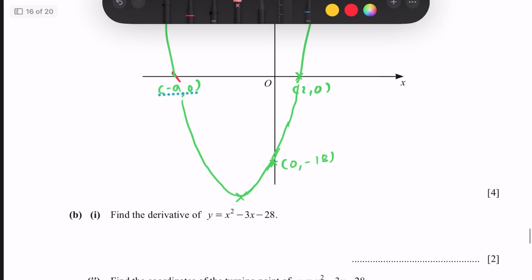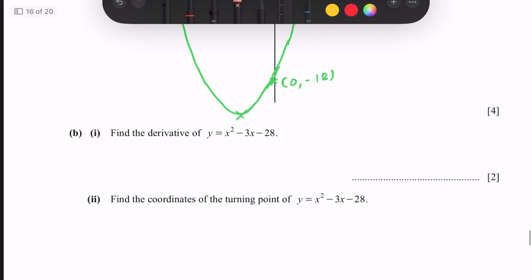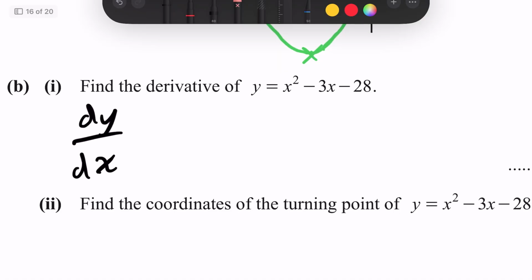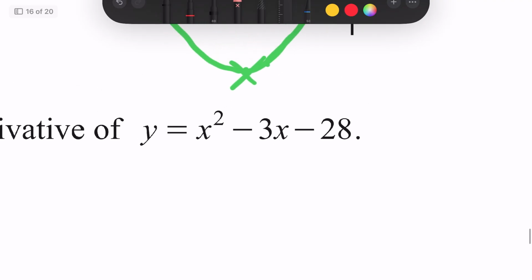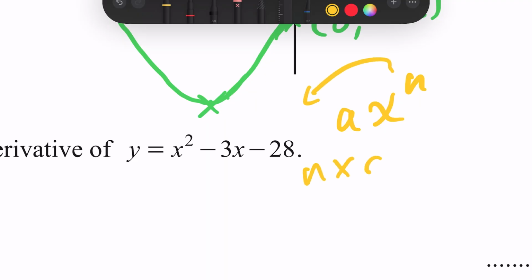Now B(i) says to find the derivative of y is equal to x squared minus 3x minus 28. So for this, dy by dx, which is a symbol of the derivative of y, is equal to, for any value ax to the power of n, the derivative is equal to, we multiply n times a times x to the power of n minus 1. This is a very critical formula that you must memorize for all examinations that you do with math.